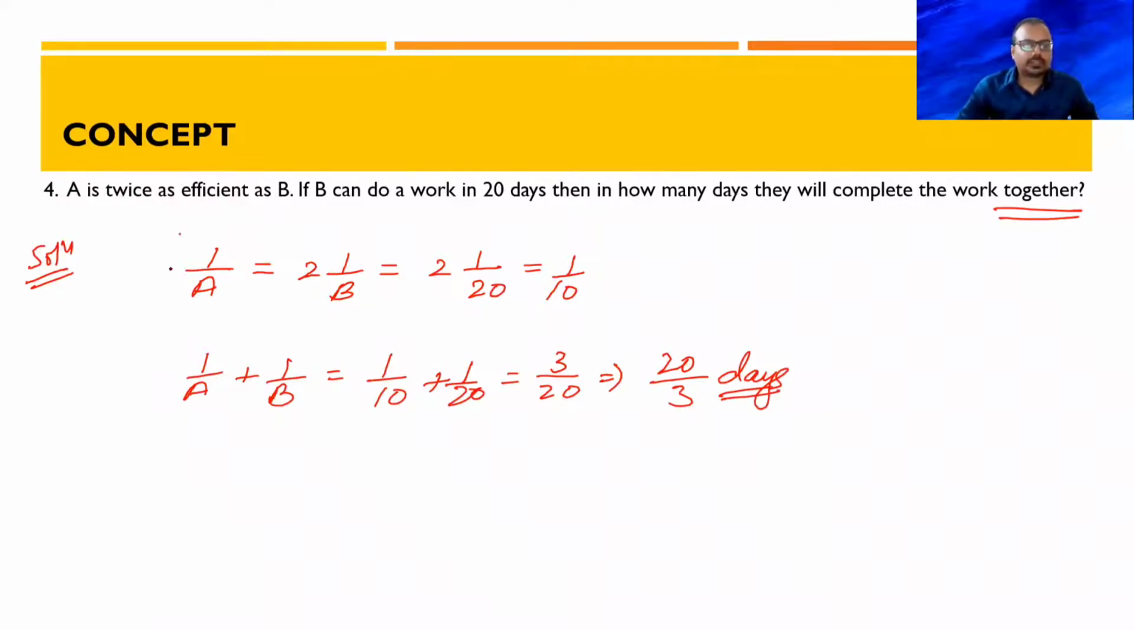Here we just have to focus on this part. This is very important. Efficiency of A is twice the efficiency of B. It is not that the number of days taken by A is twice the number of days taken by B. So efficiency of A is twice efficiency of B, that is 1 by A equals twice 1 by B.